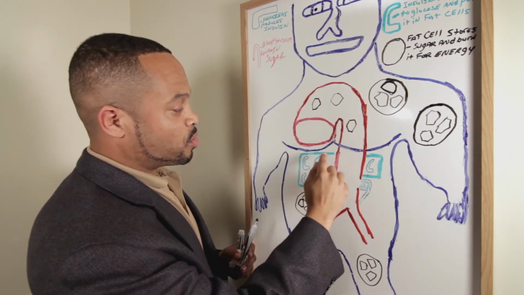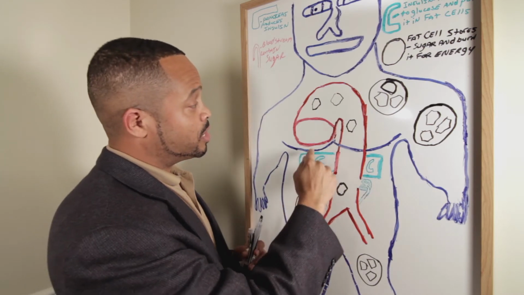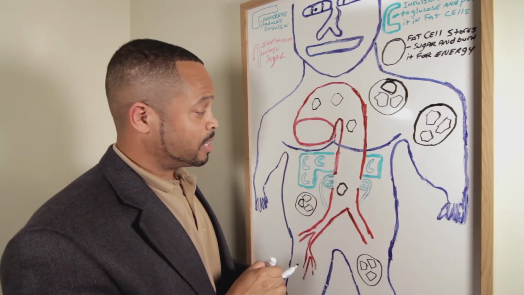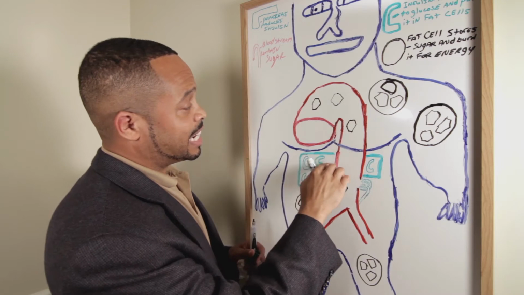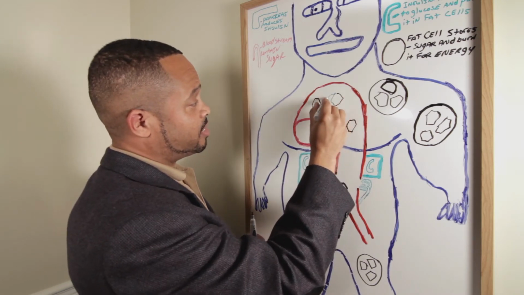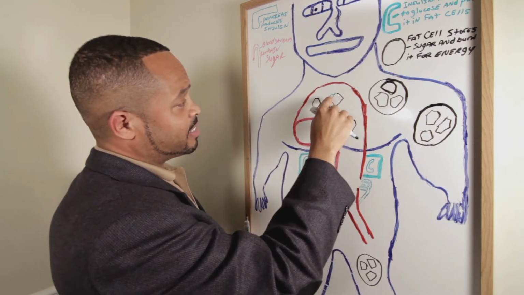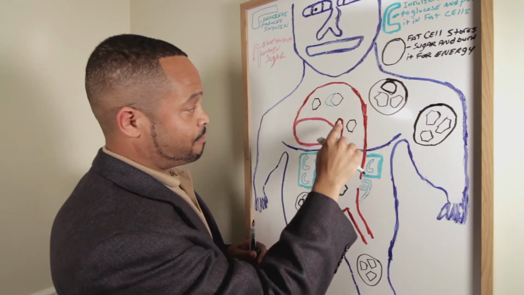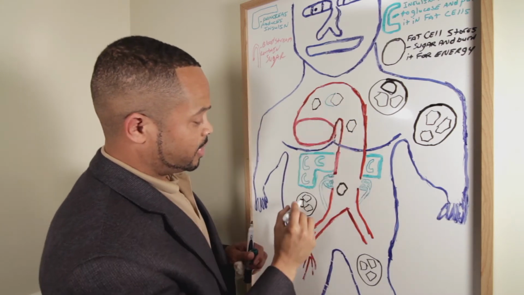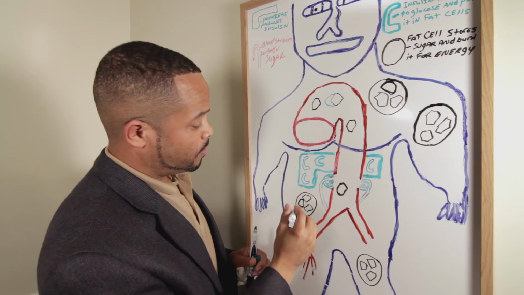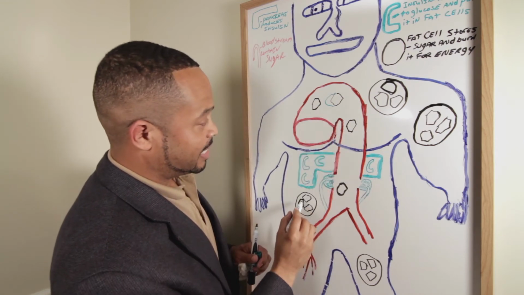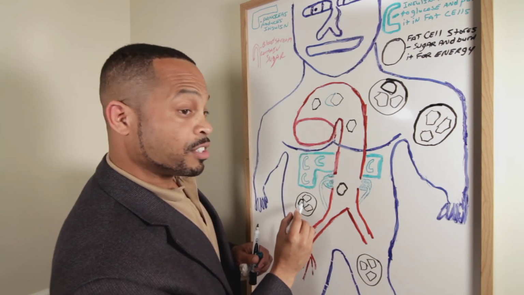Again, the pancreas is going to realize, hey, there is too much sugar in the bloodstream, and the pancreas is going to send an insulin to attach to the sugar. And this insulin now is going to try to find a fat cell to put this sugar in. However, every fat cell that the insulin finds is full of sugar.